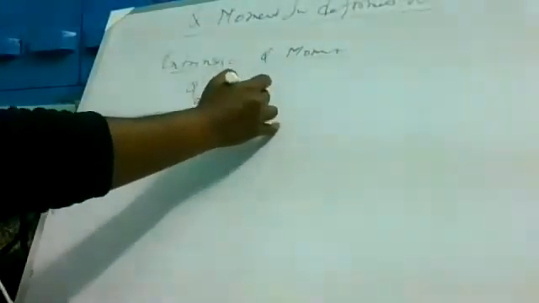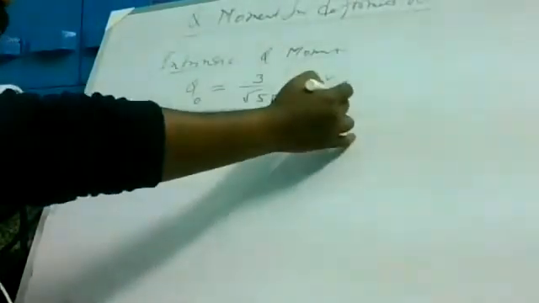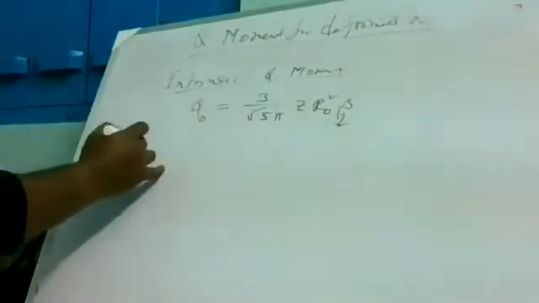This can be calculated as 3 by root over 5 pi Z R0 square beta, where beta is the deformation parameter. If the deformation parameter is beta, then the quadrupole moment Q0 can be expressed by this expression, where R0 is the mean radius of the sphere and Z is the atomic number of the nucleus.